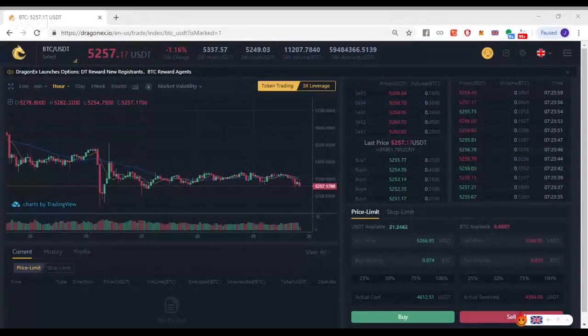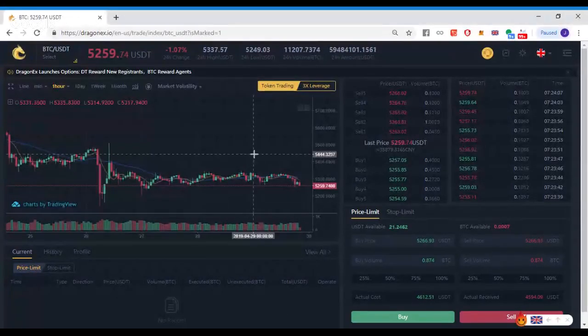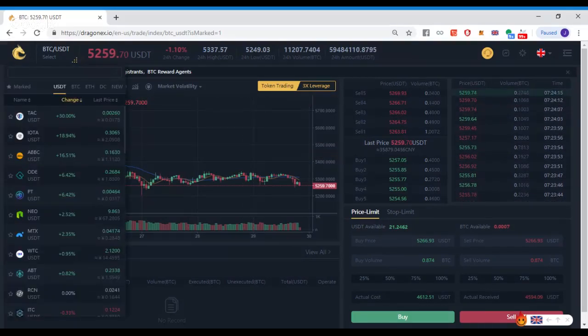In this video, we will be going over the many added leverage USDT trading pairs that DragonEx has afforded us, or awarded us, depending on how you want to look at it. Also, the difference in shorting on DragonEx as compared to other markets.